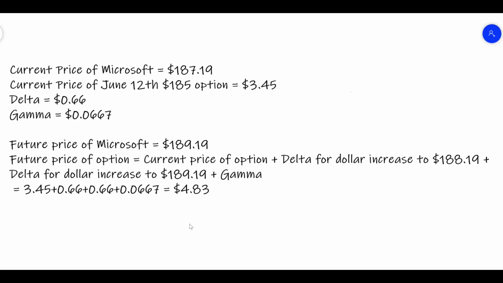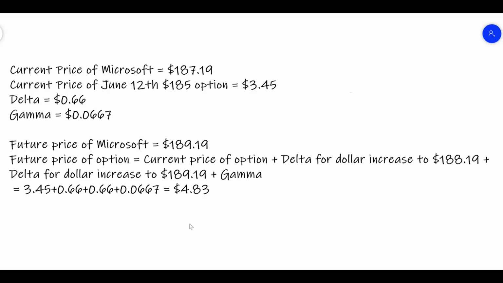But the stock can go up by $2, right? It goes up in increments of $1. So how do we calculate that? That's where gamma comes in handy, because it measures the velocity or the change in delta. We can use the same equation: add the current price of the option, plus for the first dollar increase, you add the delta value. So that's $3.45 plus 66 cents.